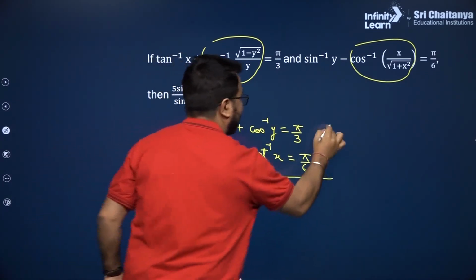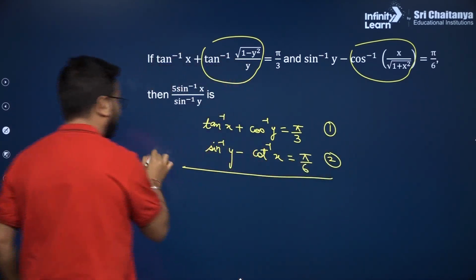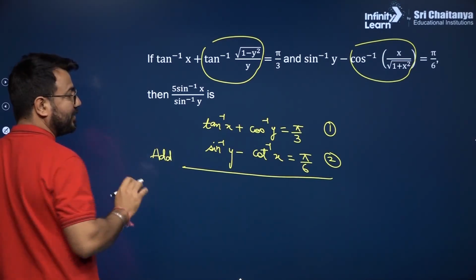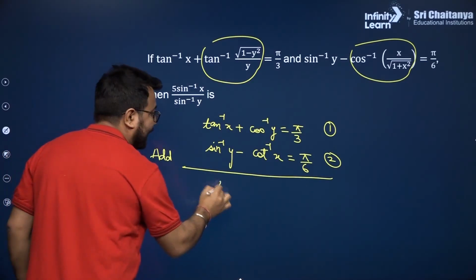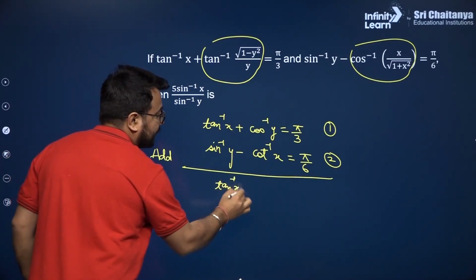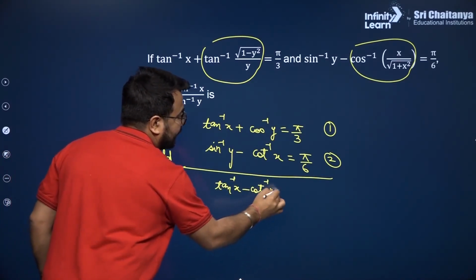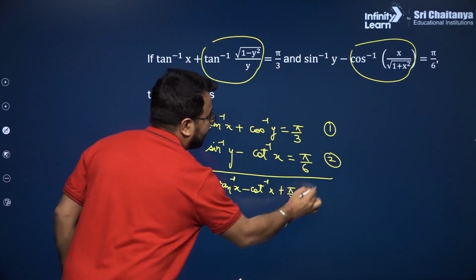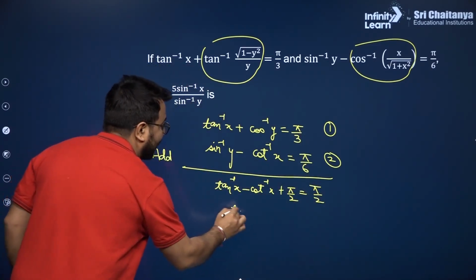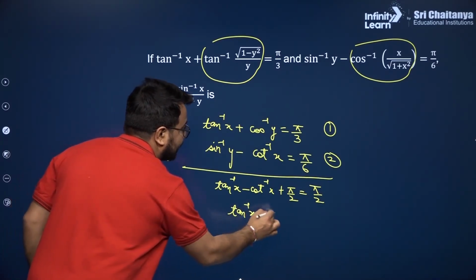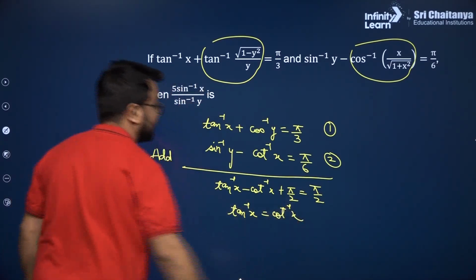Now if I try to add the first equation and the second equation, I am adding both of these. So cos inverse y and sin inverse y will be pi by 2, and tan inverse x minus cot inverse x will be remaining, and they will be pi by 2. Here in the left hand side also 60 plus 30, they will be pi by 2. Pi by 2 and pi by 2 both are getting cancelled, and tan inverse x will be equal to cot inverse x in this situation.